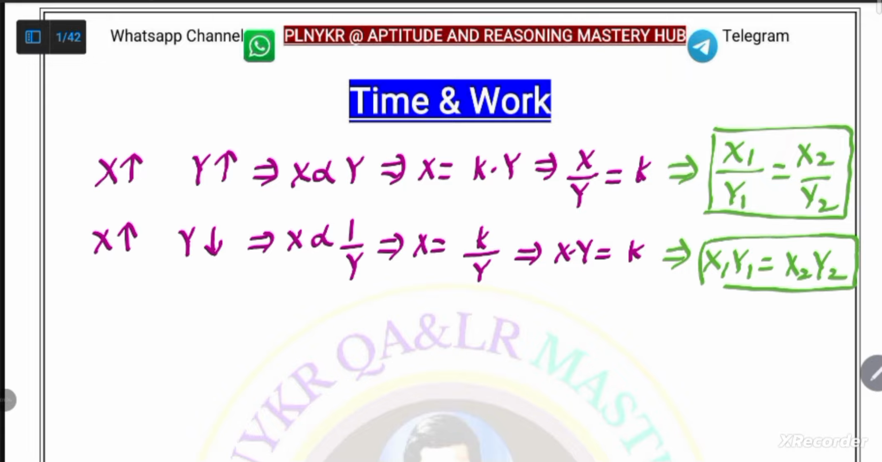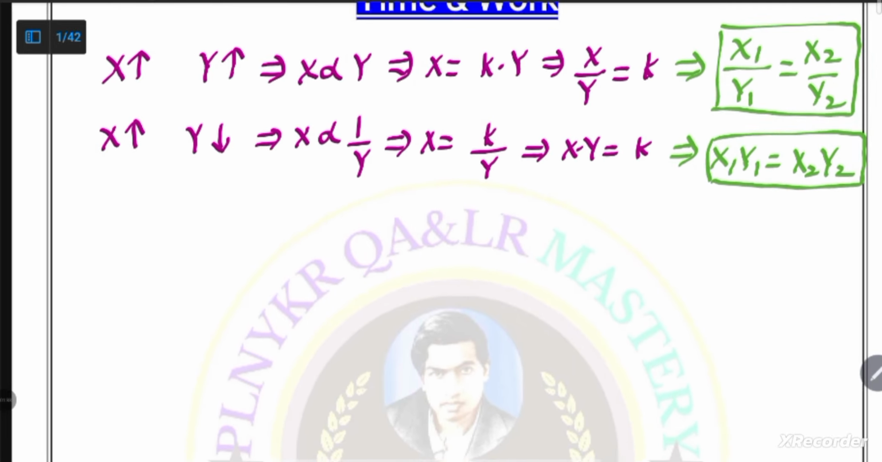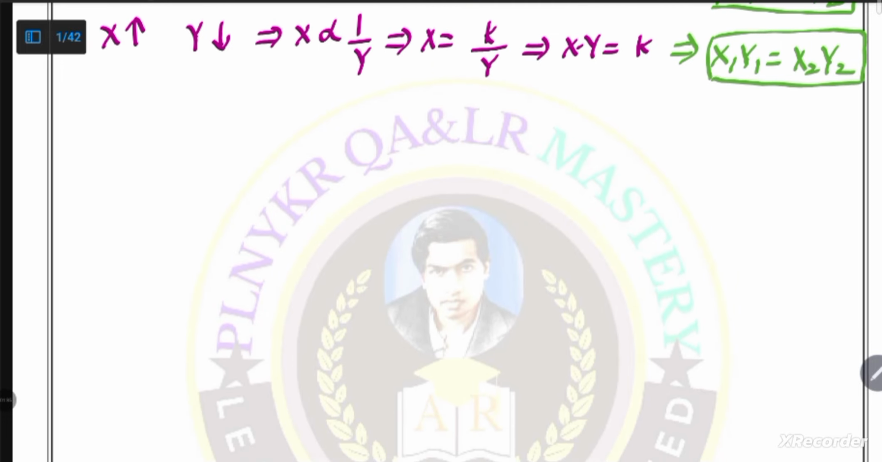Coming to this topic, time and work, understand how the terms are related, which are work and time. For example, if you're able to do some work in some time, but if I'm giving more time, that means I'm increasing the time, you'll be able to do more work, more work in more time. So which implies the work is directly proportional to time.